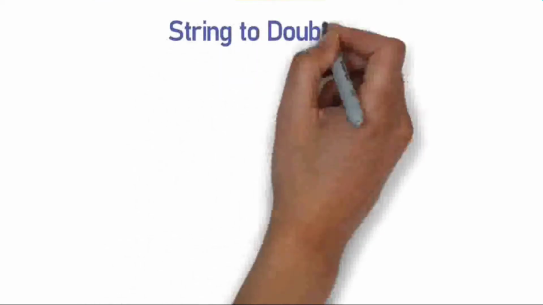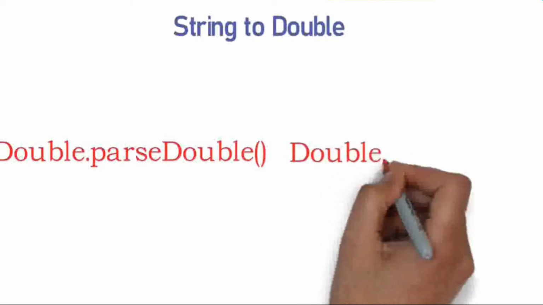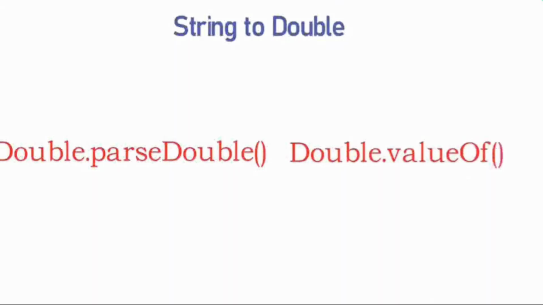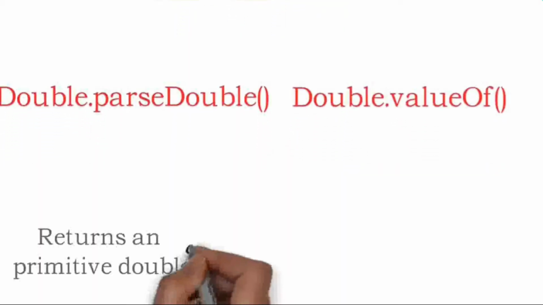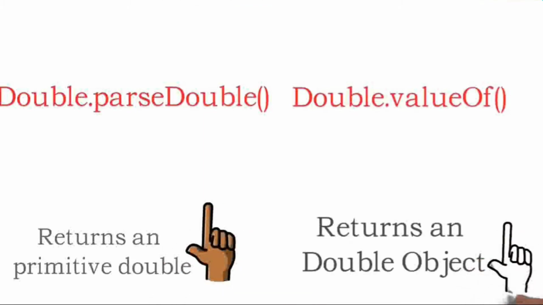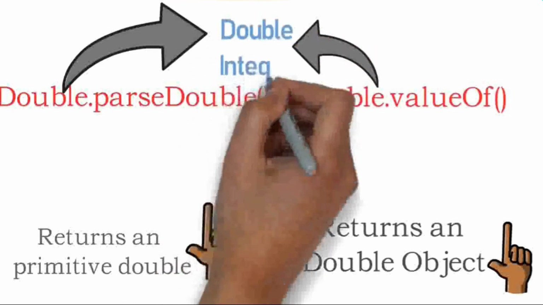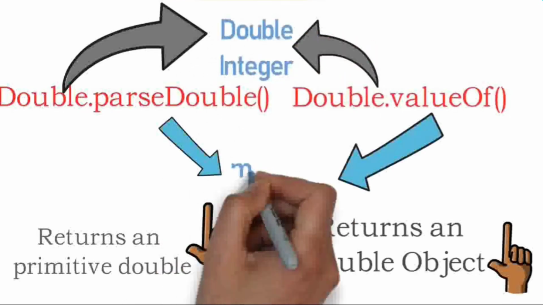Next, strings to double. Double.parseDouble and Double.valueOf are the two methods to convert strings to double. Double.parseDouble will return a primitive double data type and Double.valueOf method will return a Double object. Here Double is a reference class and parseDouble and valueOf are the methods of Double.